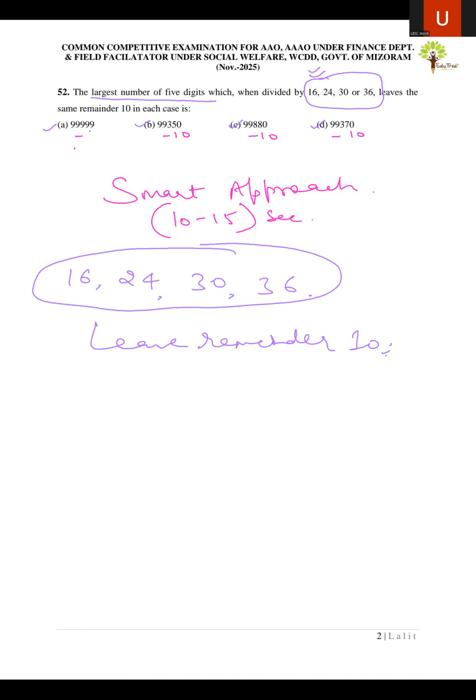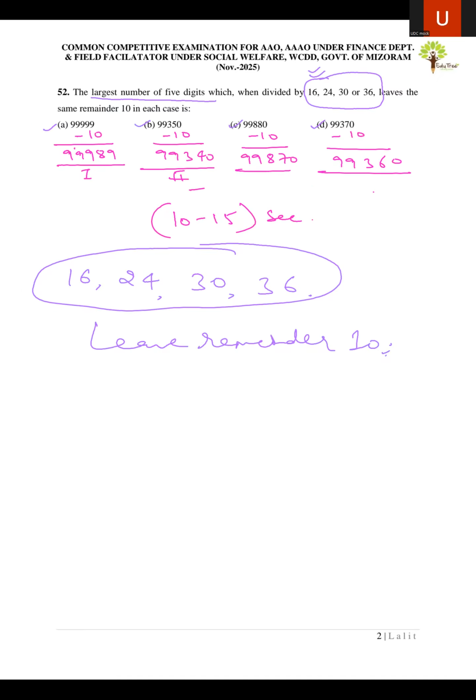So after subtracting, this will be 99989, this will be 99340, this will be 99870, and this will be 99360. Now, any of these numbers, the first, second, third, or fourth, will be completely divisible by all the numbers given to us.